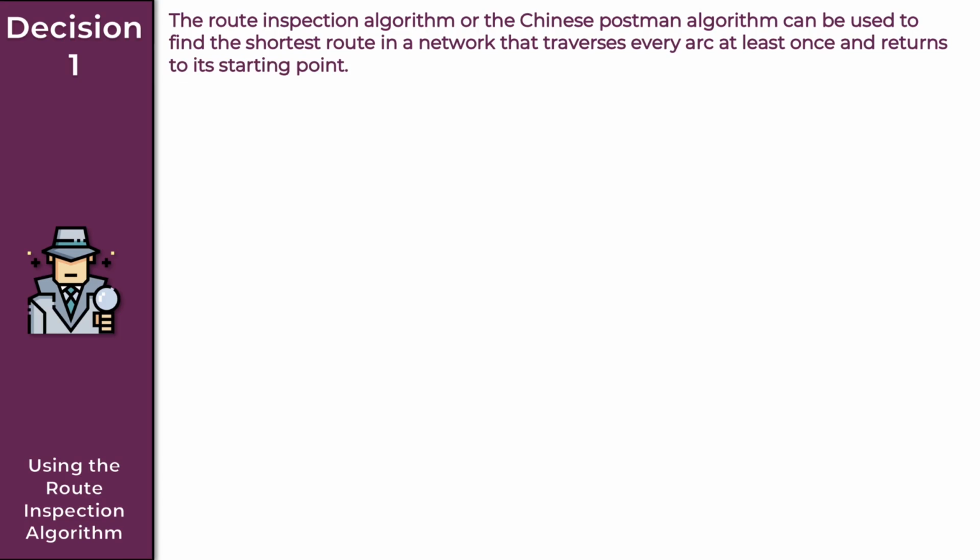In this video here, we're going to take a look at using the route inspection algorithm. Now, the route inspection algorithm, sometimes called the Chinese postman algorithm, can be used to find the shortest route in a network that traverses every arc at least once and returns to its starting point. And we can easily solve this problem if the network is Eulerian.